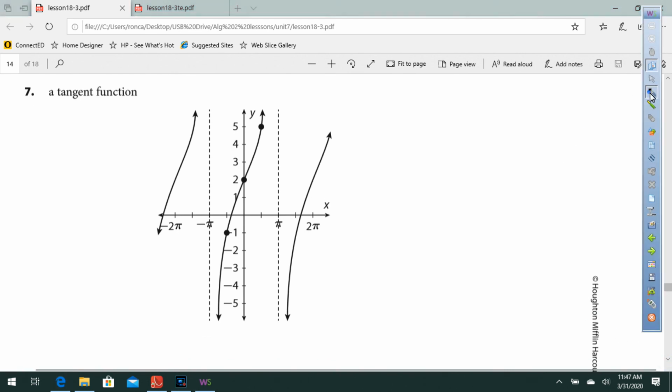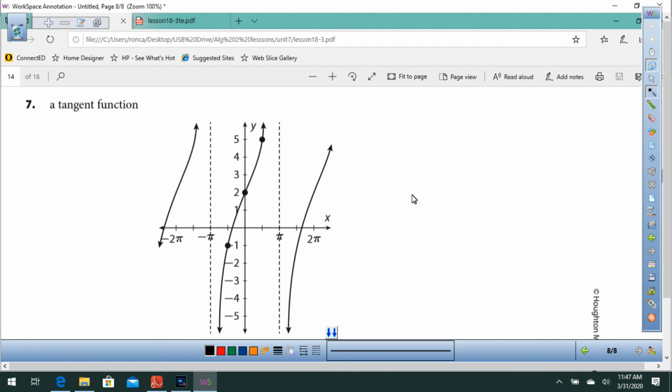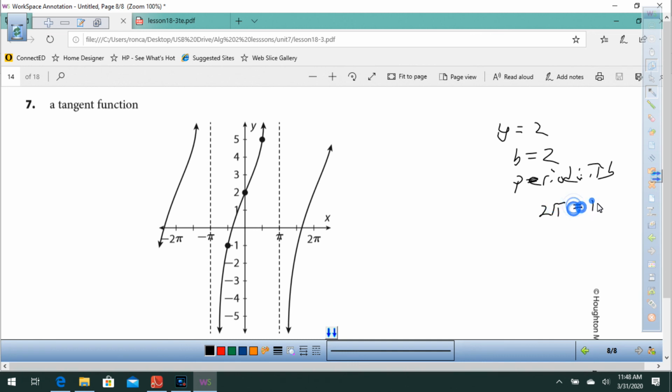This is a little bit trickier. So what do we got here? Well, our midline is y equals 2. And we go from negative pi to pi, so the period is 2 pi. Remember the period is pi over B, so 2 pi equals pi over B. Divide both sides, so B equals 1/2. Now, looks like our amplitude is 3. Let's go try that.